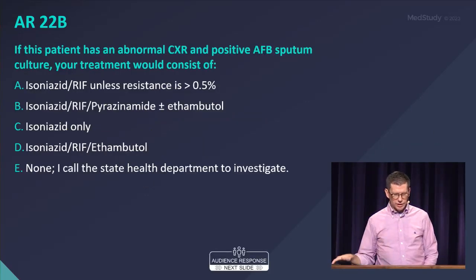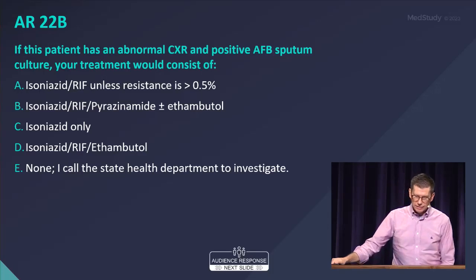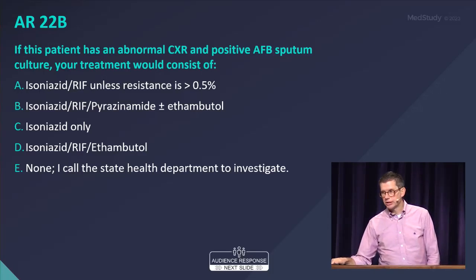So continuing on this, if this patient has an abnormal chest x-ray and positive AFB sputum culture, your treatment would consist of A, isoniazid and rifampin unless the resistance is greater than 0.5%. B, isoniazid, rifampin, pyrazinamide plus minus ethambutol. C, INH only. D, INH, rifampin, and ethambutol. Or E, none. I call the state health department to investigate.